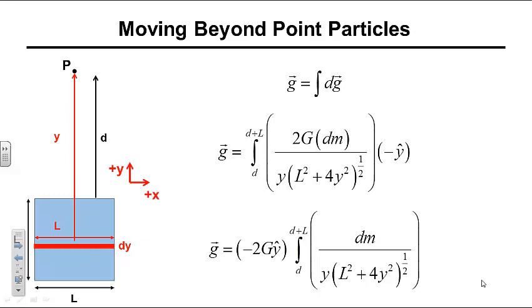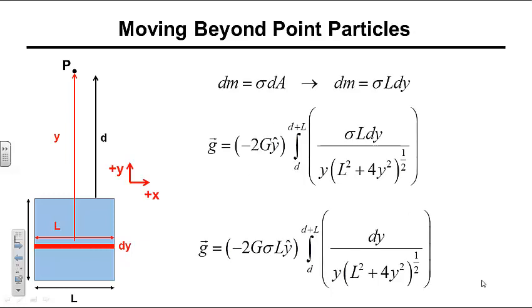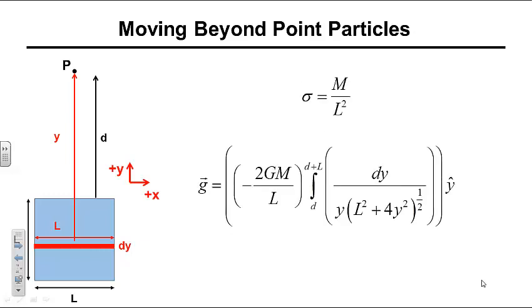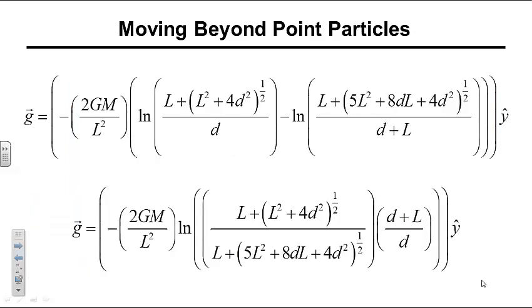Now, since the square is a two-dimensional object, we relate the infinitesimal bit of mass in each rod to the infinitesimal bit of area of each rod using the surface mass density of the square. Since the square is uniformly dense, this density is constant and can be taken outside the integral. We can then substitute into this expression the equation for the surface mass density of the square. Performing the integration gives us the final expression.